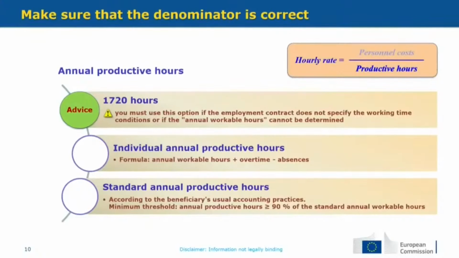For standard annual productive hours, this should be, that's one of the conditions, according to the beneficiary's usual cost accounting practices. And of course, the minimum threshold of 90% should be respected, meaning the annual productive hours are at least 90% of the standard annual workable hours. Basically, by taking out the absences and overtime, this will not be more than 10%.